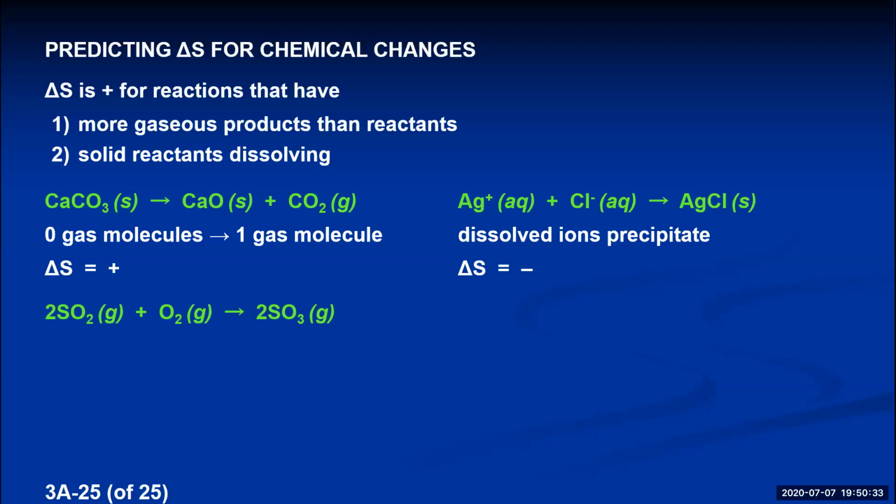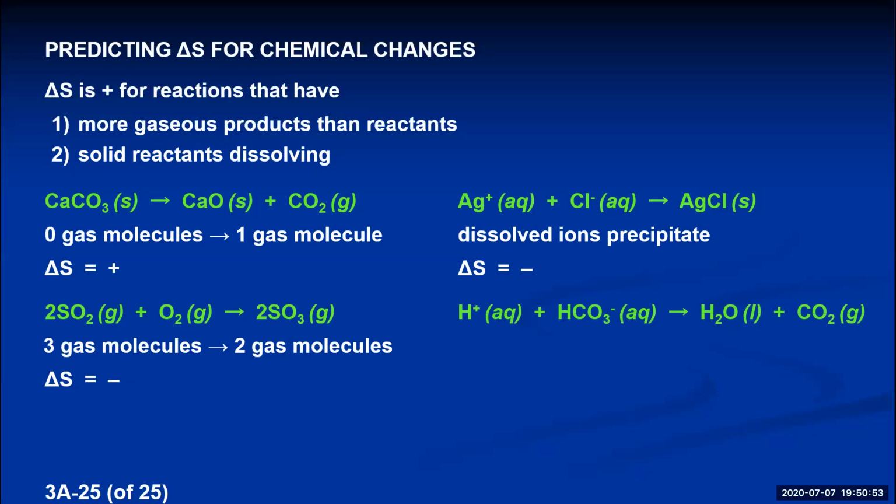For this reaction, 2SO2 gas plus O2 gas goes to 2SO3 gas, delta S positive or negative. In this case, you're going from 3 gaseous molecules down to 2 gaseous molecules. You're causing the system to become more ordered. When you decrease the amount of gas, the delta S for this reaction would be negative.